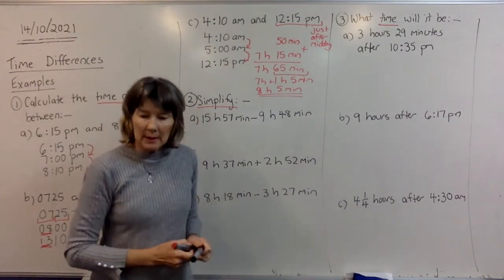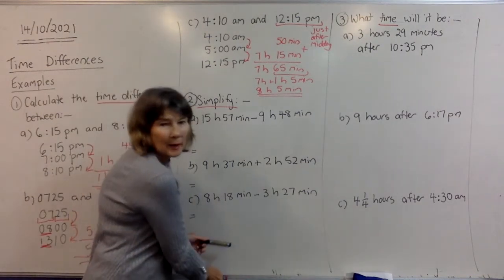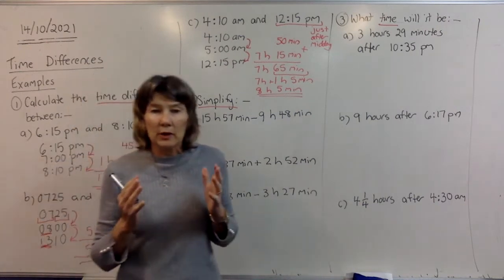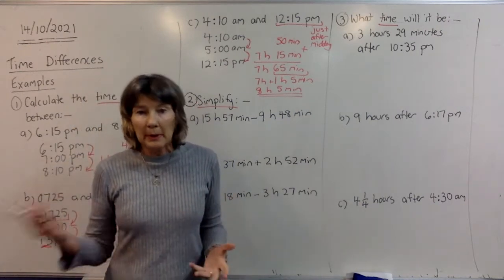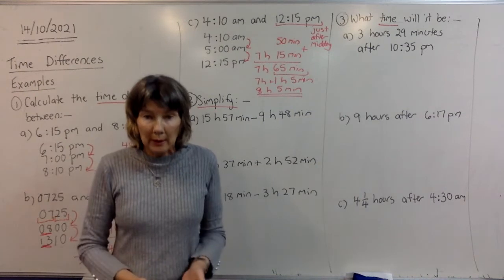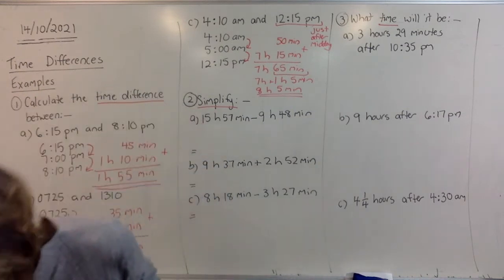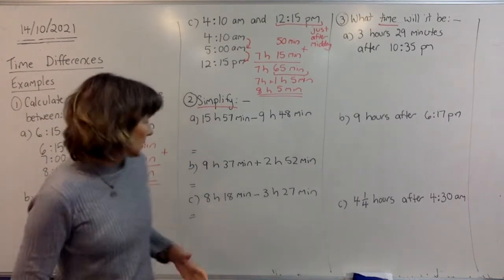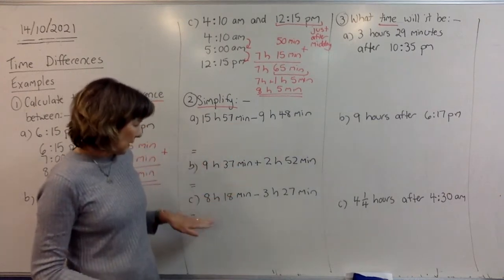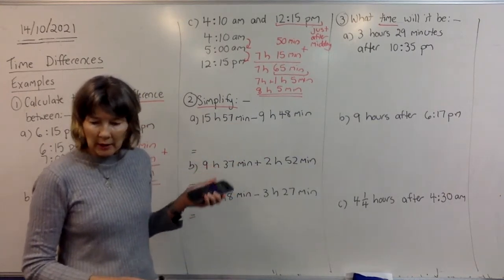All right, now this next one, when you're just adding hours and minutes, so we're not looking at times, so we're not looking at AM and PM times, we're not looking at 24-hour time. We're just looking at time differences in hours and minutes. If it's something like these ones, you can just use your calculator.